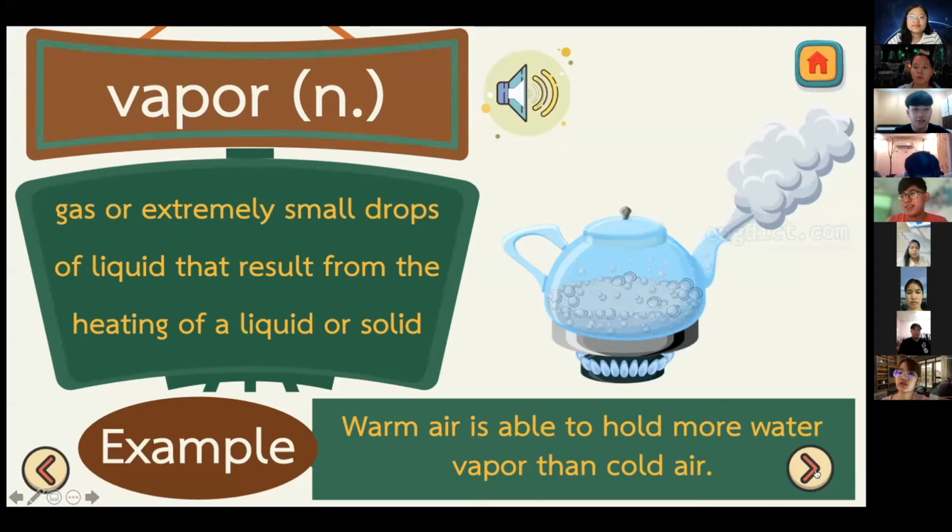Can you read this word? Vapor. Okay, good. Vapor means a liquid or solid that has become a gas because of heating. It happens when you see steam rising from a pot of boiling water. For example, warm air is able to hold more water vapor than cold air.